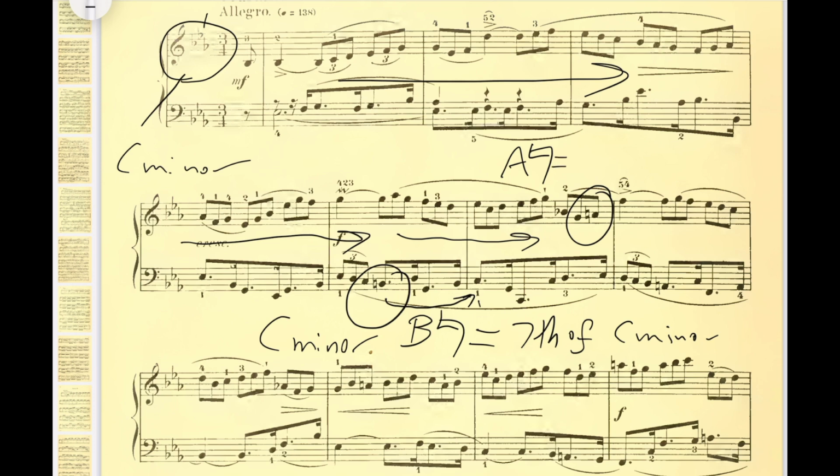All right, so A equals the 7th of, so it's always a semitone up. The 7th note of the scale will be a semitone from the upper tonic. So A natural, 7th of B flat major. Now, it could be B flat minor, but seriously, we're in E flat major.